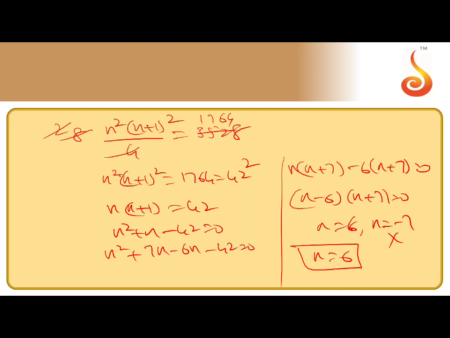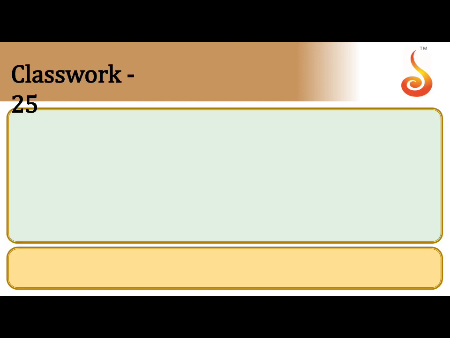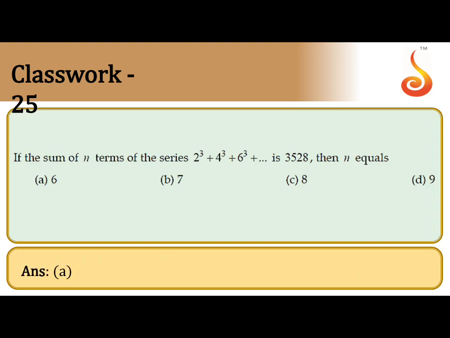I hope this is clear. Just apply the formula and simplify to get the answer. So this is the question. Just check the answer whether correct or wrong. A is the answer. n equal to 6. Everyone understand? This is the sequence and series problems. So I have cleared this question.